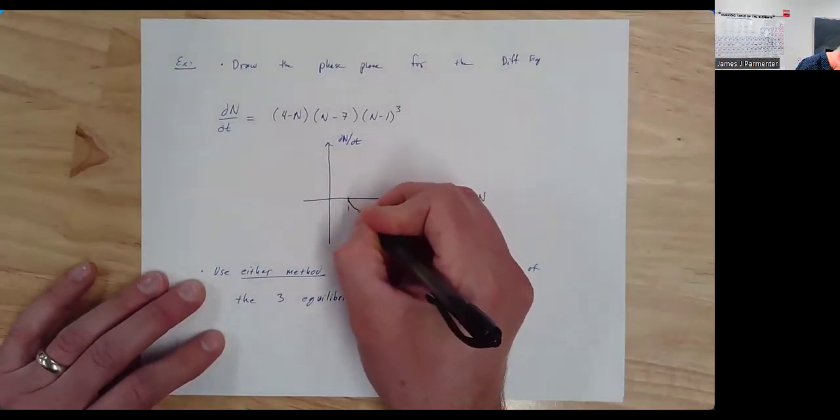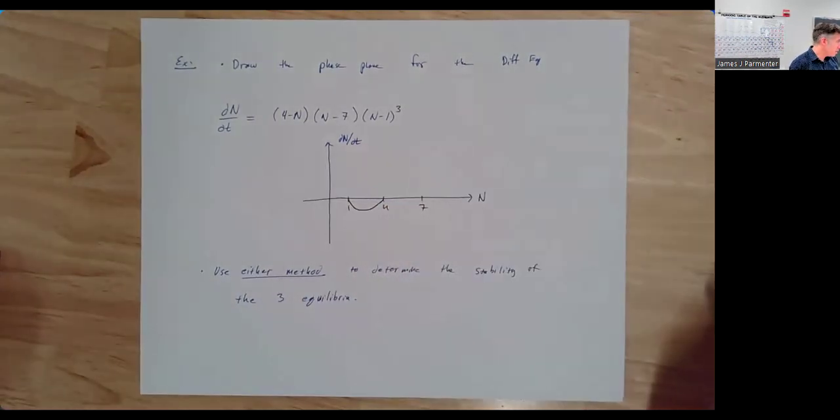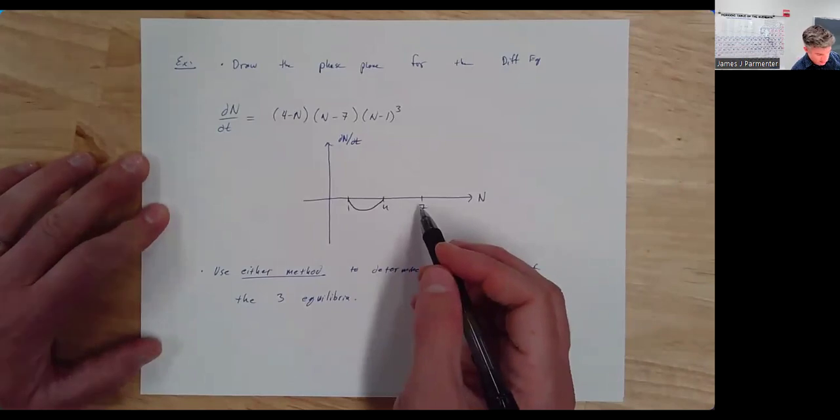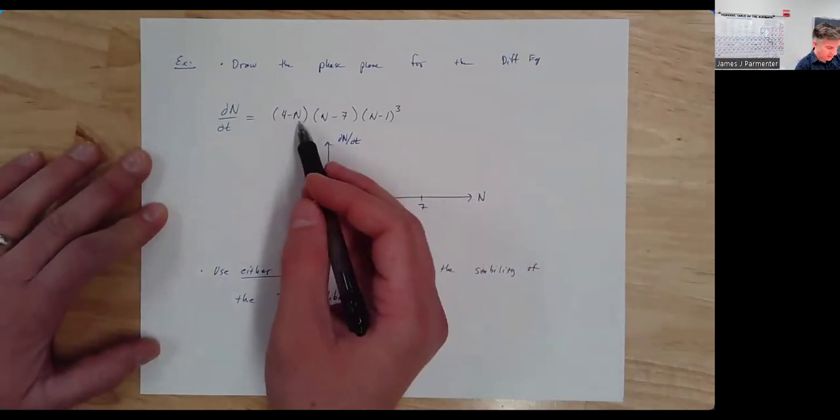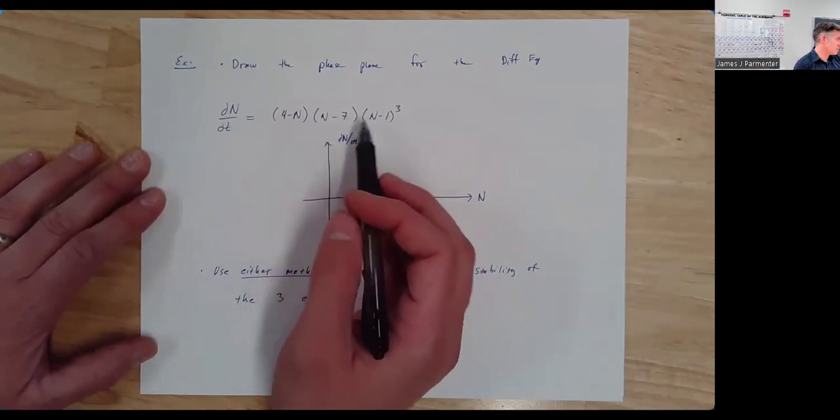Gonna be something like that. And then you could do the same thing for each interval. You could pick something between 4 and 7 and say like 5. 4 minus 5 is negative, 5 minus 7 is negative, 5 minus 1 is positive, and the negative is negative, and the positive is positive.